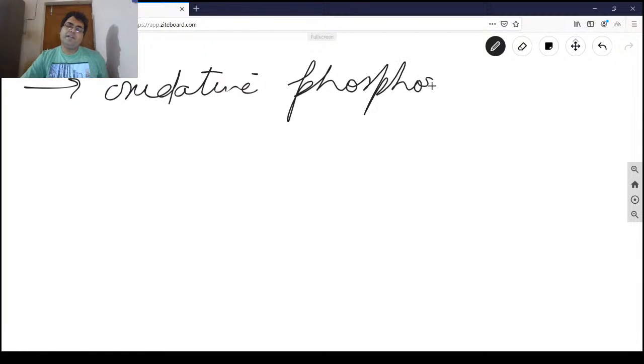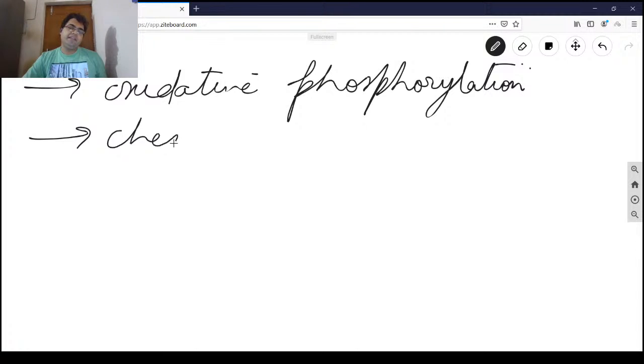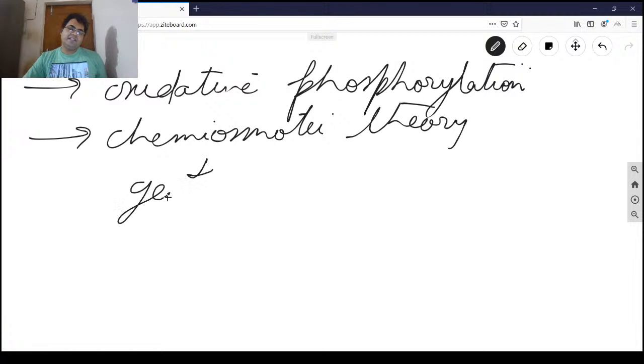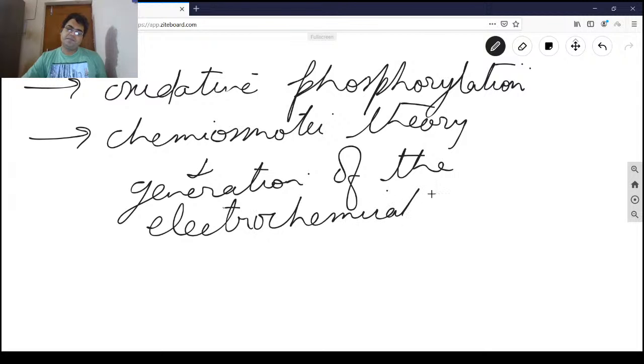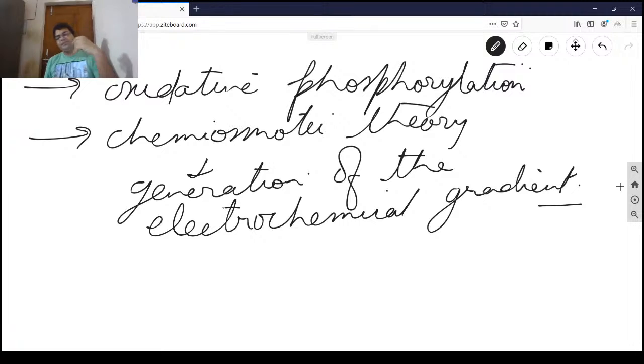So these are very important theories. Oxidative phosphorylation, and what is the chemiosmotic theory? That is the generation of the electrochemical gradient. In your book this has been given in a very complex way, concise and complex, and you will never be able to comprehend it. So this is the real meaning of the chemiosmotic theory.